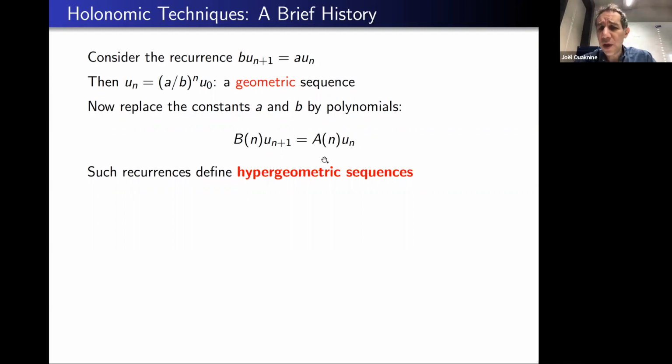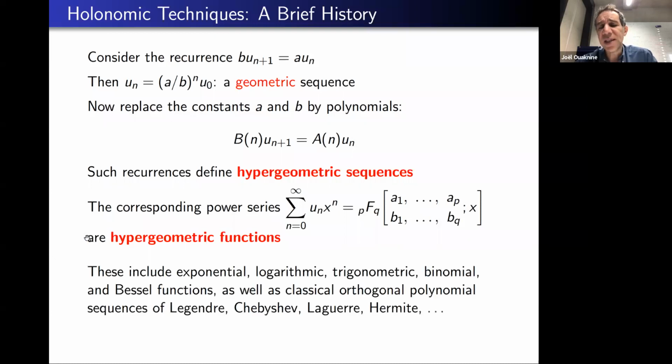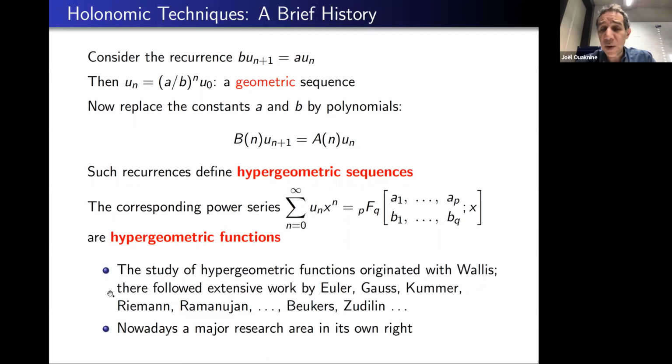So here I've defined the class of hypergeometric sequences. And if you form the power series, you get the so-called hypergeometric functions. There's standard notation for them, which looks like this. And these have been extensively studied. They include the exponential function, logarithmic, many trigonometric, binomial, Bessel functions, classical orthogonal polynomials. They were studied originally by Wallis and then by Euler, and then especially by Gauss, and later by Kummer, Riemann, Ramanujan, and contemporary number theorists like Poincare and Zudilin. And nowadays, the study of hypergeometric sequences and functions is a major research area within number theory.